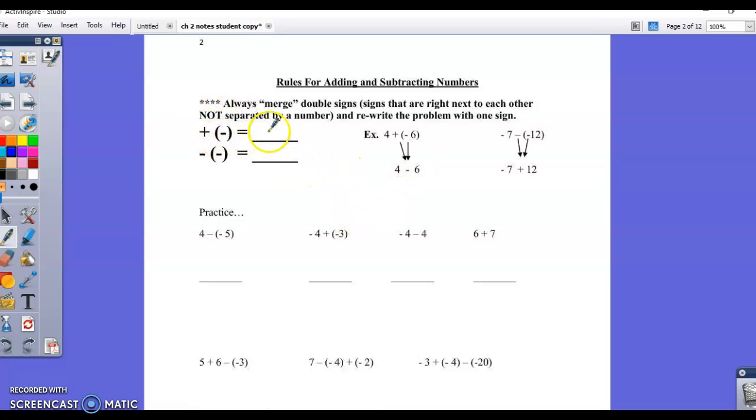So rule with, and this is kind of like a multiplication rule too, but also when we're adding and subtracting integers, if you have a plus and a minus next to each other, so when the signs are different, you can replace that one sign with a minus.